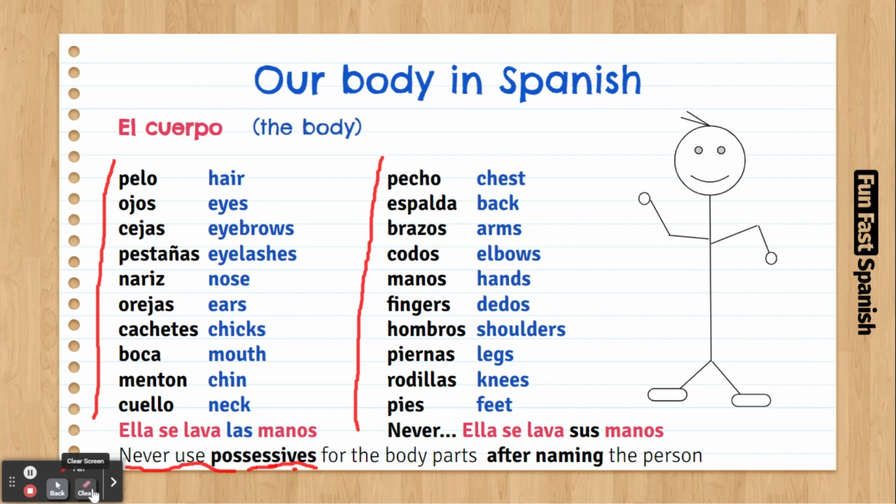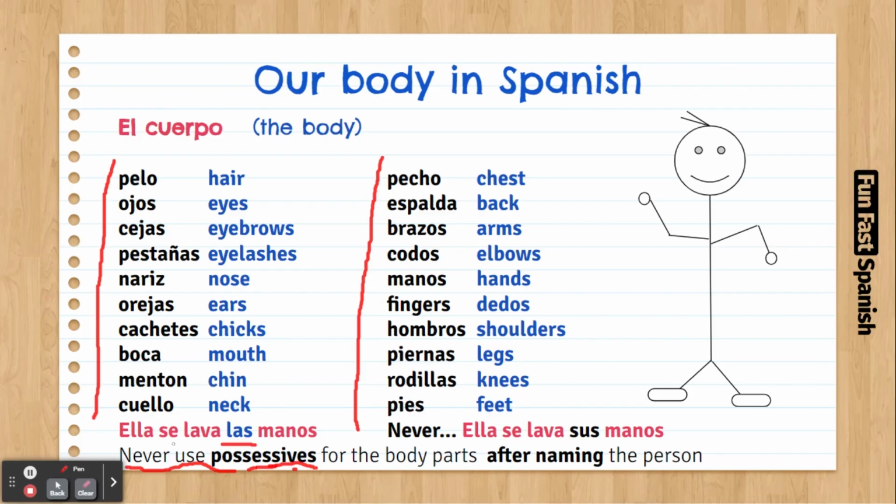So let's have a look at this example. To wash your hands, yeah. Ella se lava las manos. So as you can see here, it's not sus manos. In English, it would be she washes her hands, right? But it's not her hands. She washes the hands. So that's how we say it. Why is it like that?